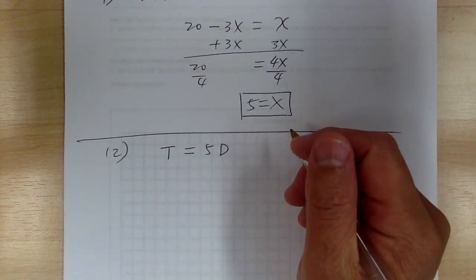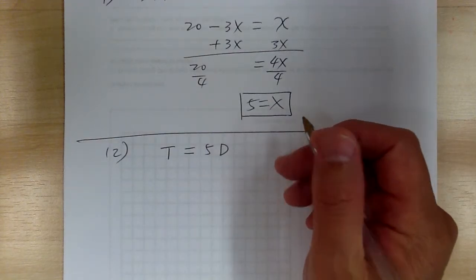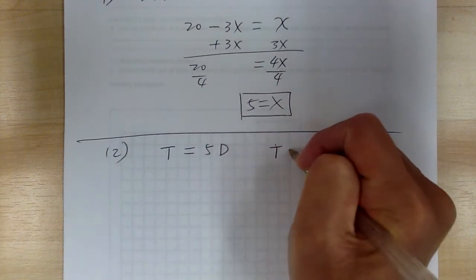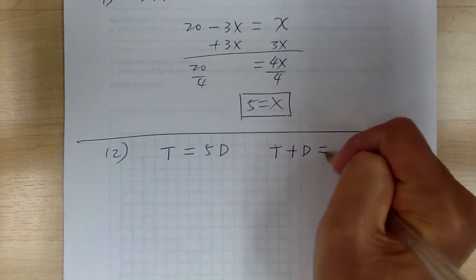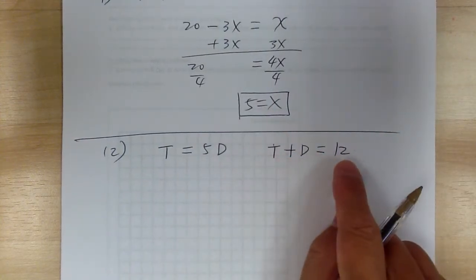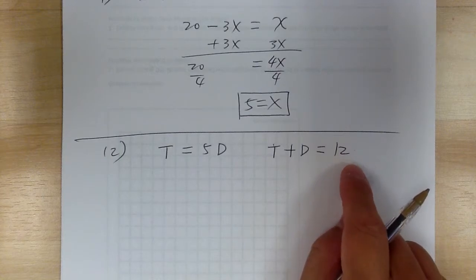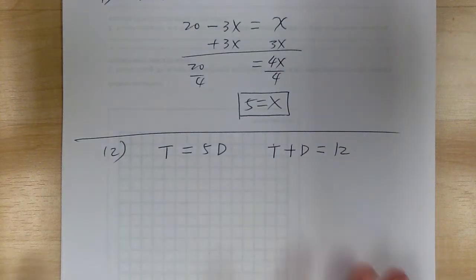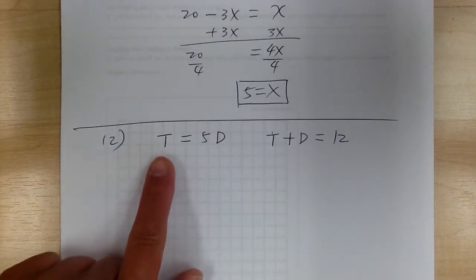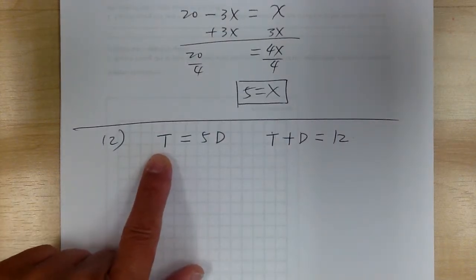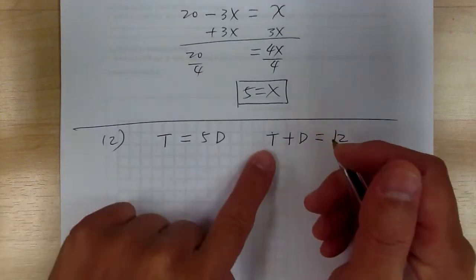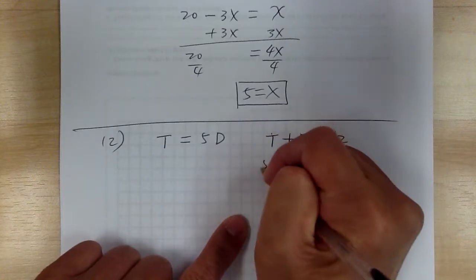It says if she purchased 12 of these items together, so 12 items together, that means the tapes plus the discs equals 12. Again, it says she purchased 12 of these items together. So now you have 2 equations. This is the substitution method. So you need to substitute T with 5D. So over here, T is 5D.